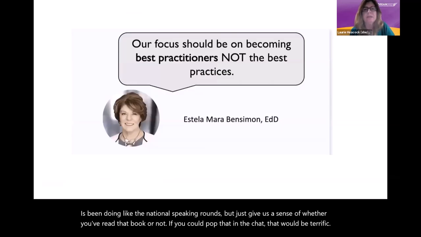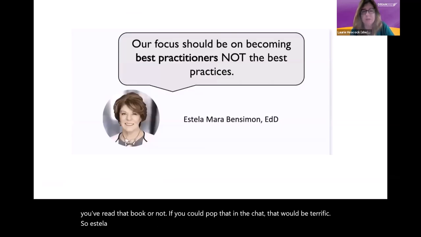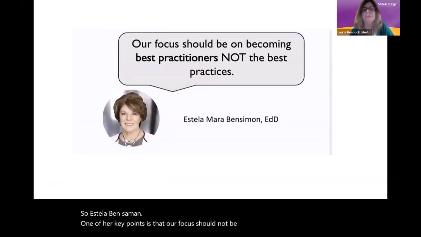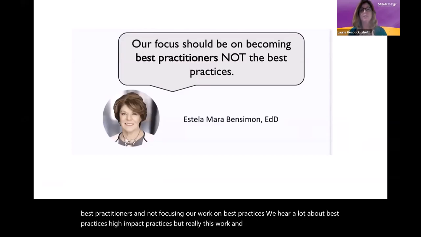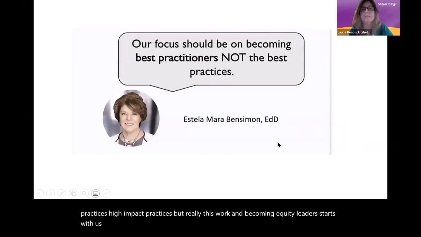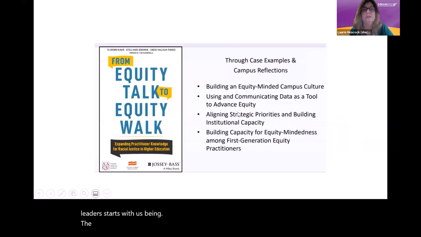So Estella Ben-Simon, one of her key points is that our focus should be on becoming best practitioners and not focusing our work on best practices. We hear a lot about best practices, high impact practices, but really this work in becoming equity leaders starts with us being the best practitioners.